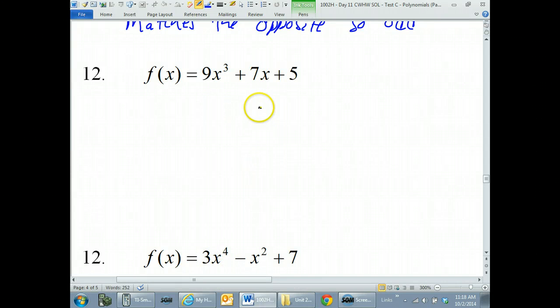We should know at a glance, once again, if this is even, odd, or neither. Just blurt out to me, is this even, odd, or neither? This one is going to be neither, okay? Because we have 3, that's odd. We have a 1, that's odd. But what about the 5? This counts as 5x to the 0 power, and 0 is an even number. So we have odd, odd, even.